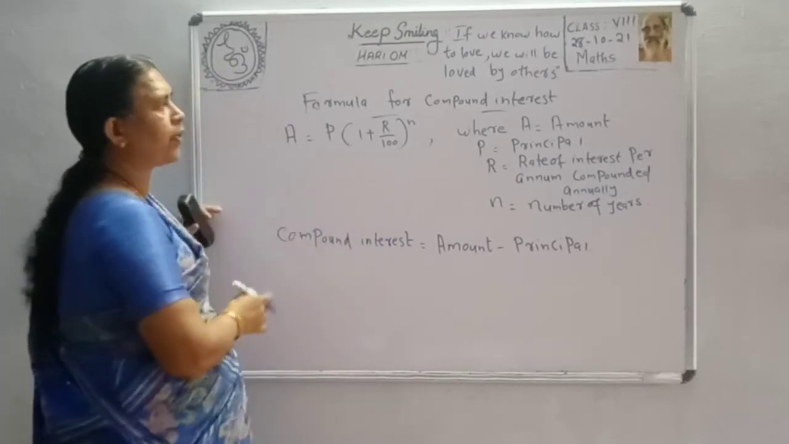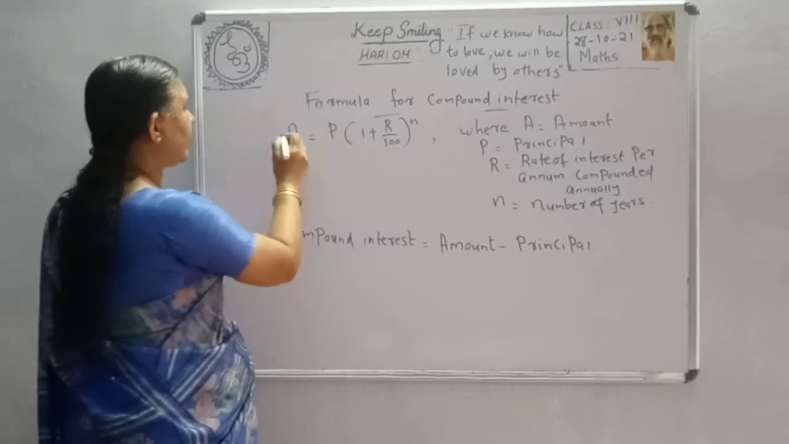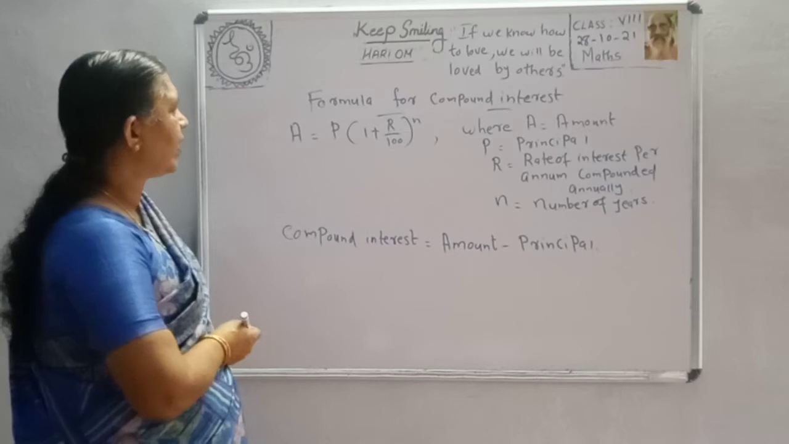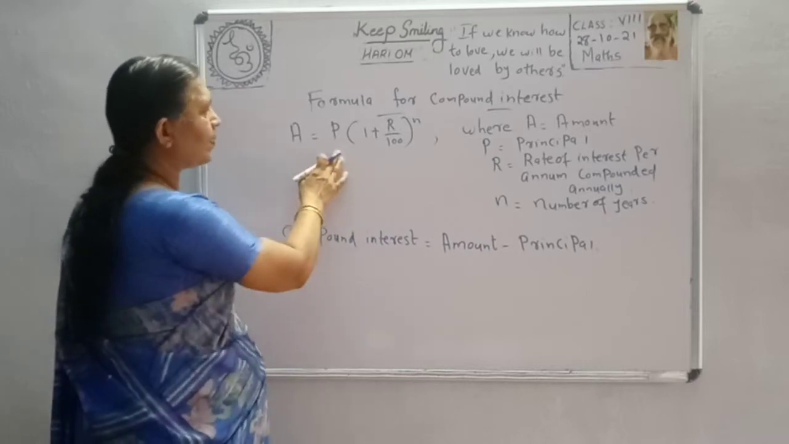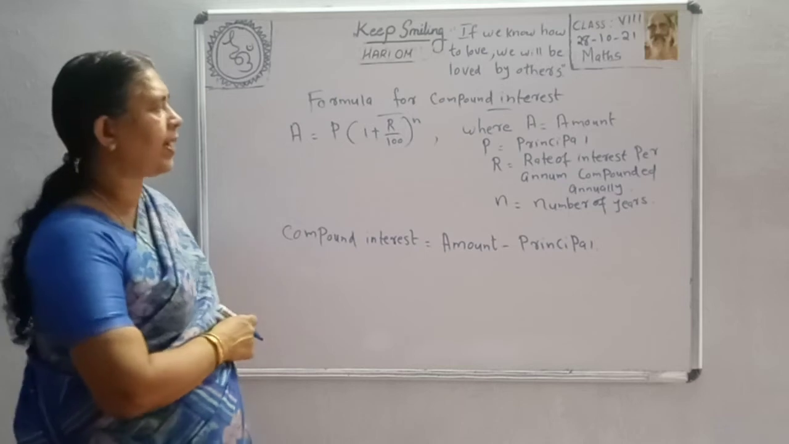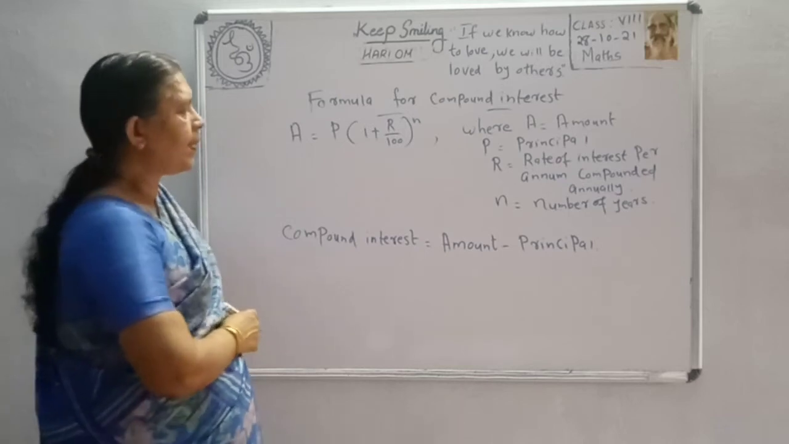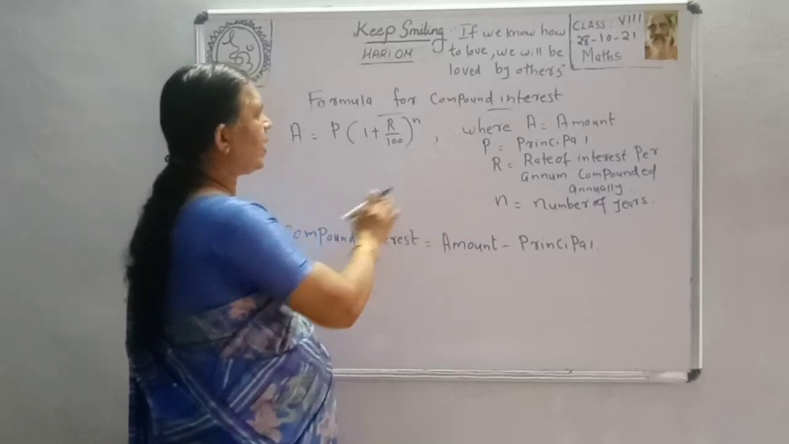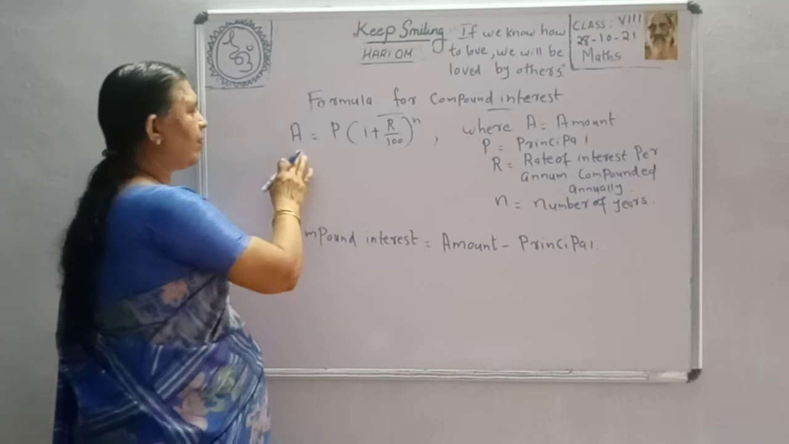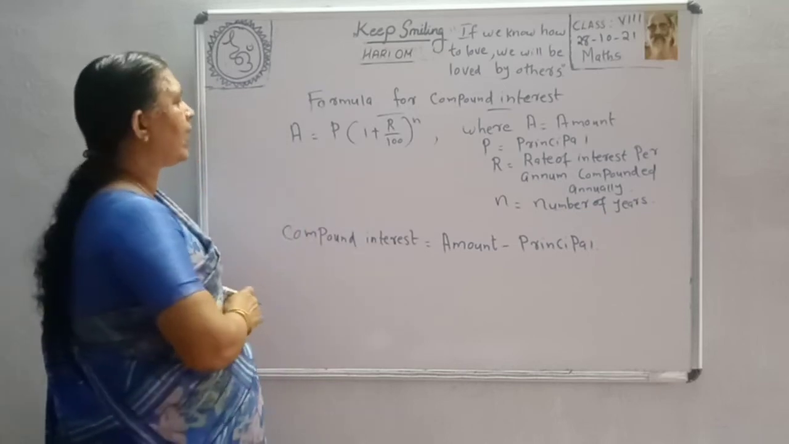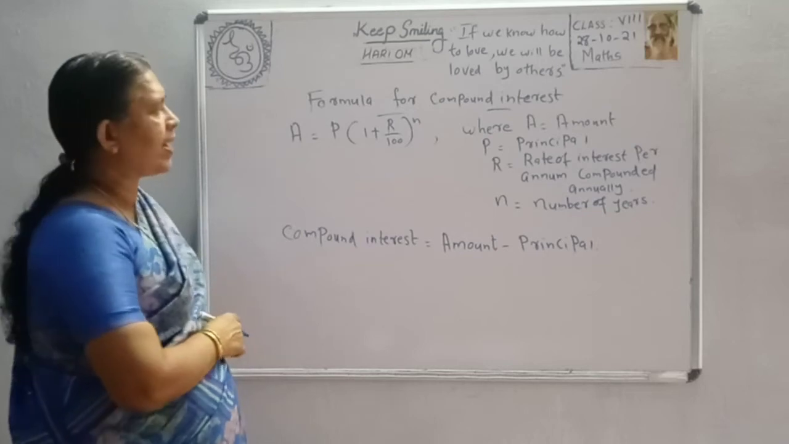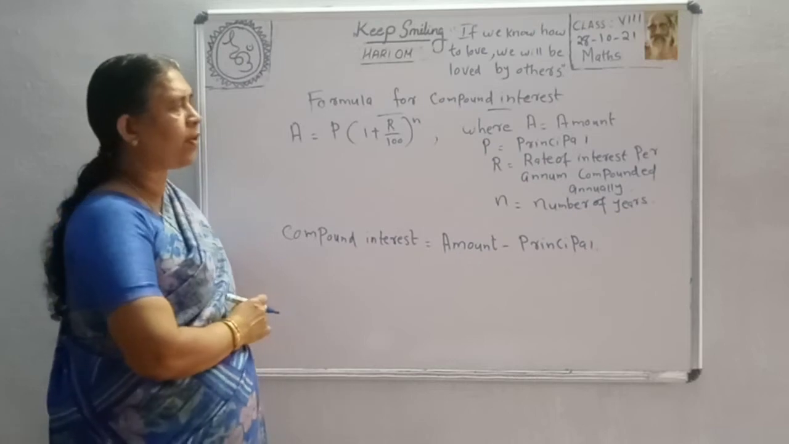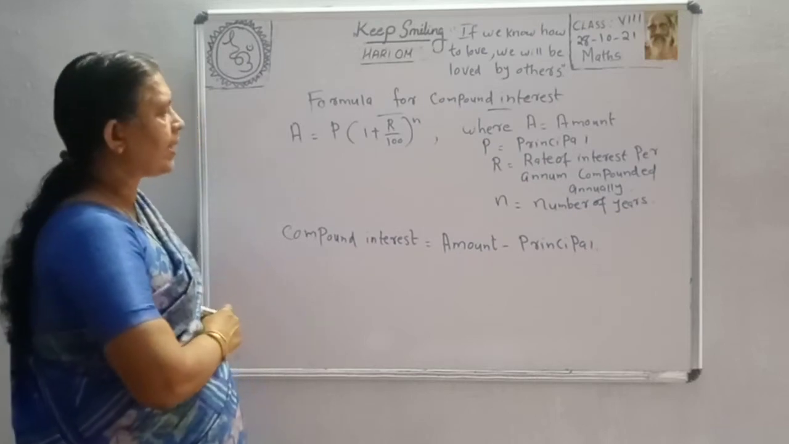Next is a formula for compound interest. Amount is equal to P into 1 plus R by 100 the whole raised to n, where A is the amount, P is the principal, R is the rate of interest per annum compounded annually, and n is the number of years. Therefore, if P, R and n are given, you can find the amount using the formula.